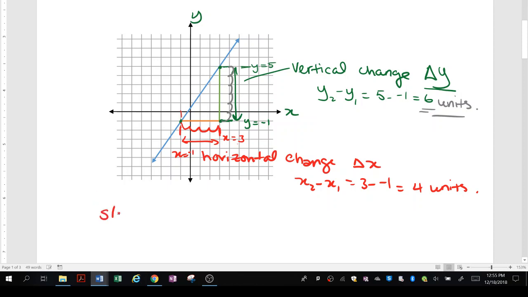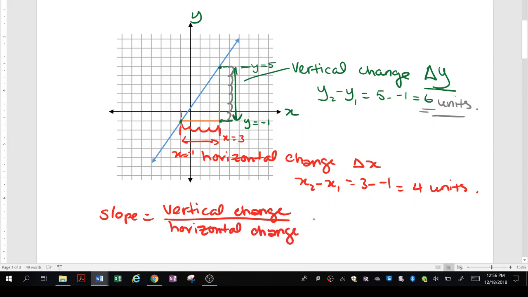So our slope is defined as the rise over the run, or the vertical distance divided by the horizontal distance. So the vertical change divided by the horizontal change. And in this case, that is equal to 6 over 4, and that we would reduce to 3 over 2. And that is the slope of this line here.